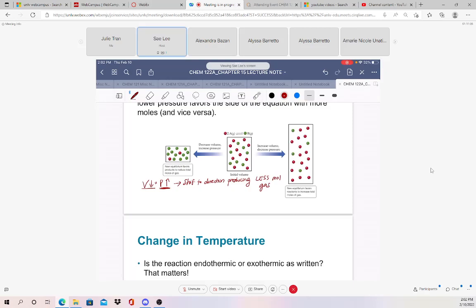It's basically like if your room is too crowded: the volume of the room decreased, the pressure increased. If your room is too crowded, you kick people out. You reduce the number of people in the room. That's what the system is going to do. It's going to shift in the reaction direction so that it produces less mole of gas.